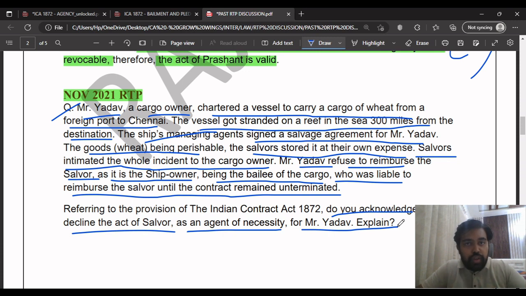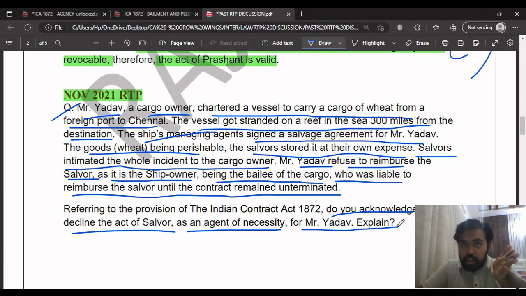So he should be liable to reimburse the salvors. That's what he said. So in this question, what can be the solution? As you all know, the cargo owner will be the one responsible to reimburse the salvors because the cargo owner has the duty. They've combined the modes of agency here. I told you agency by emergency and agency by necessity. They combined both of them here.